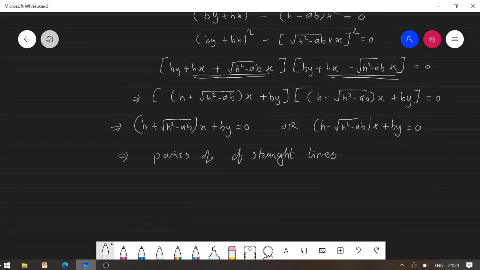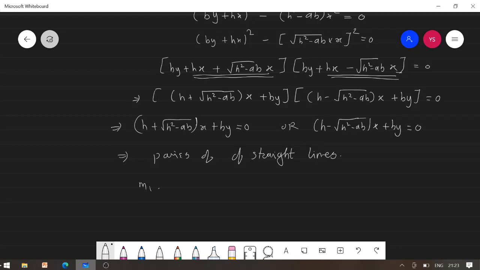Where h plus root of h square minus ab is the coefficient of variable x, while b is the coefficient of variable y in the first equation, while h minus root of h square minus ab is the coefficient of variable x and b is the coefficient of variable y. So you might find here the slope of the line.